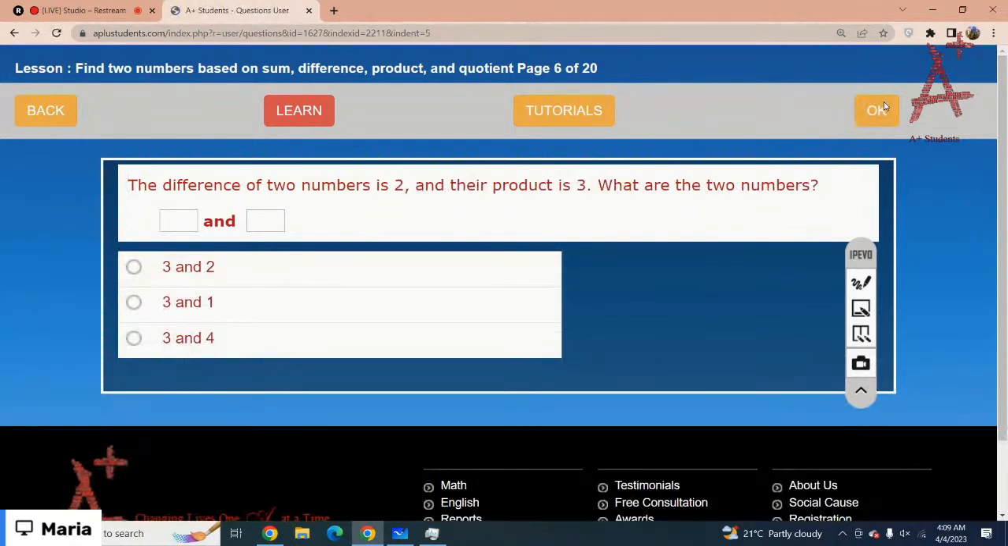Okay, the difference of two numbers is 2 and their product is 3. What are the two numbers? So which two numbers when multiplied make 3 and when subtracted make 2? Which is the correct option?